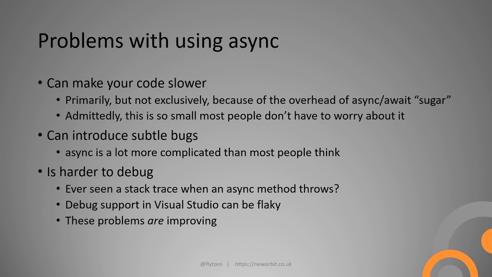I'll give you some examples. It's usually to do with the threading. It can be harder to debug. It often is. That is something that's improving, but if you use Visual Studio 2017, for example, the stack traces are not helpful, and the debug support can be very flaky and sometimes just break on you. I'm sure that we've seen improvements in that. We get some much nicer stack traces now from async, and I'm sure VS 2019 will be more solid, etc.